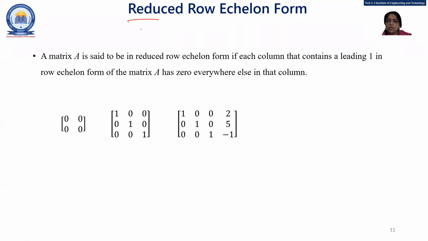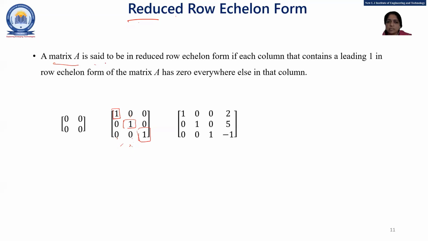Now, reduced row echelon form. In row echelon form, our leading element is 1 and all elements below the leading element must be 0. But what is reduced row echelon form? Our leading element is 1 and all the elements, upper and lower, of the leading element must be 0.